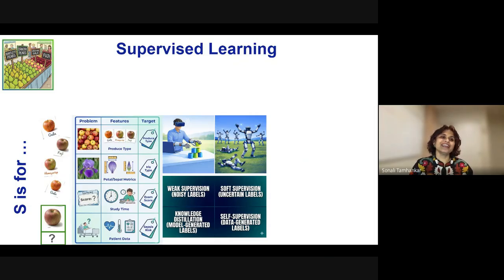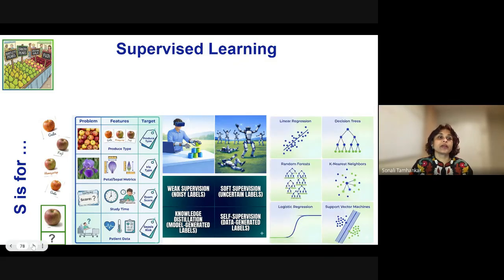Traditionally, supervised machine learning problems fall into two categories. Classification means predicting a category, like Fuji versus Gala versus Honeycrisp. And regression means predicting a continuous value, like an exam score or house price. There are many algorithms to do this. Linear regression fits a straight line, for example, exam score as a function of hours studied.